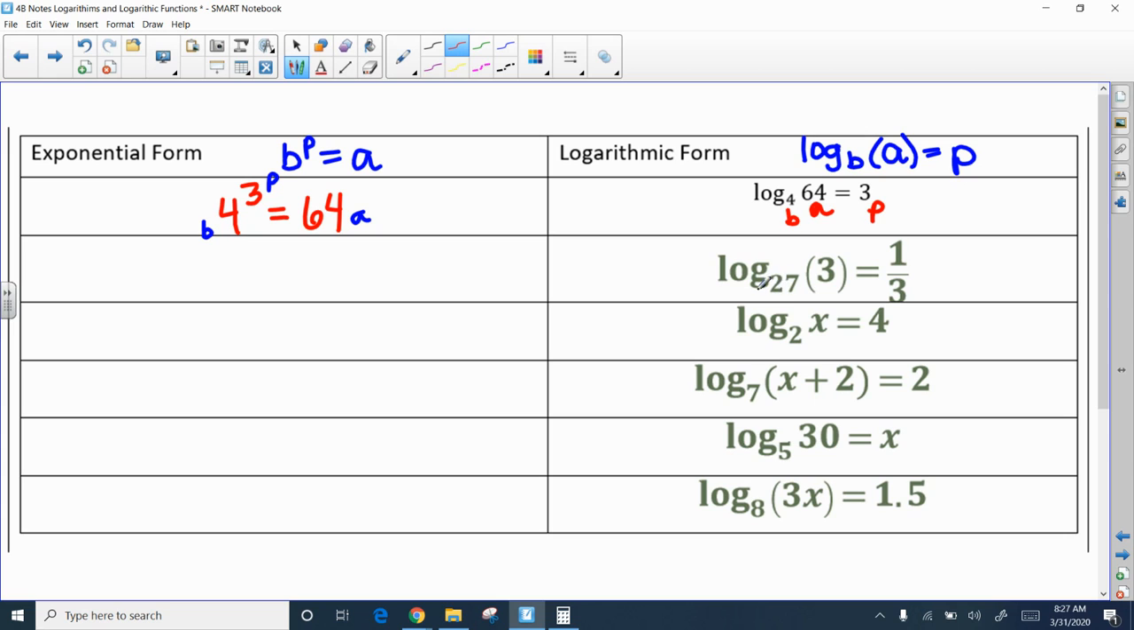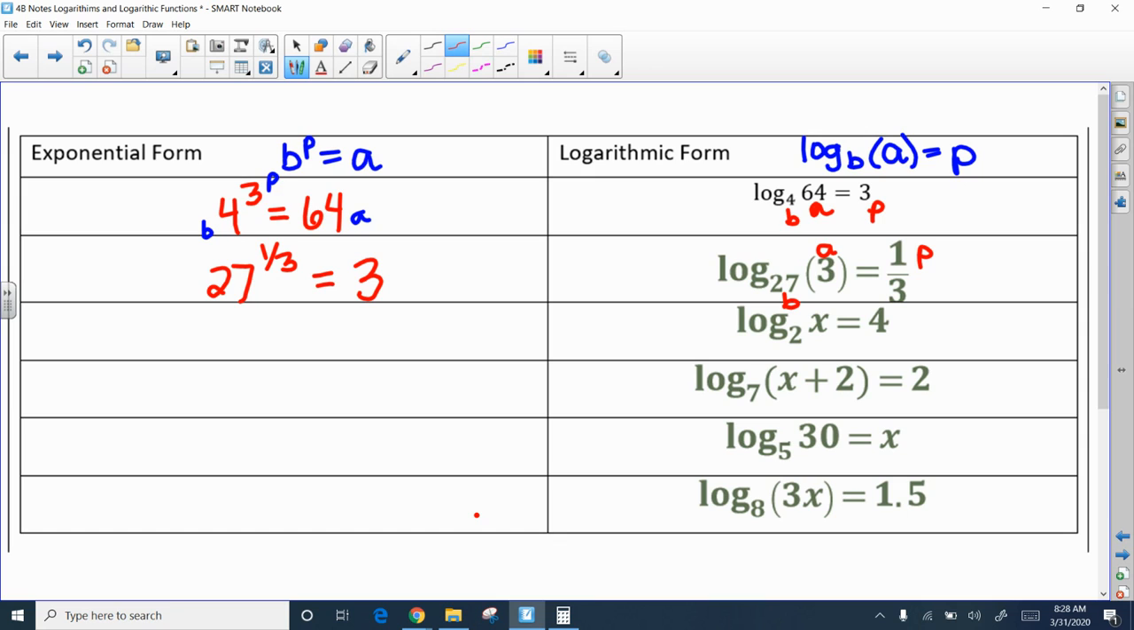All right, so next one is log base 27 of 3 equals 1/3. And on this one, the base is 27, the 3 is a, and the other side of the equal sign, the 1/3, is the power. So if I rewrite this into exponential form, again, the base is 27 to the 1/3 power, so b to the p power, 27 to the 1/3 power equals a, so equals 3. So I'm just filling in the b, the a, and the p in exponential form.